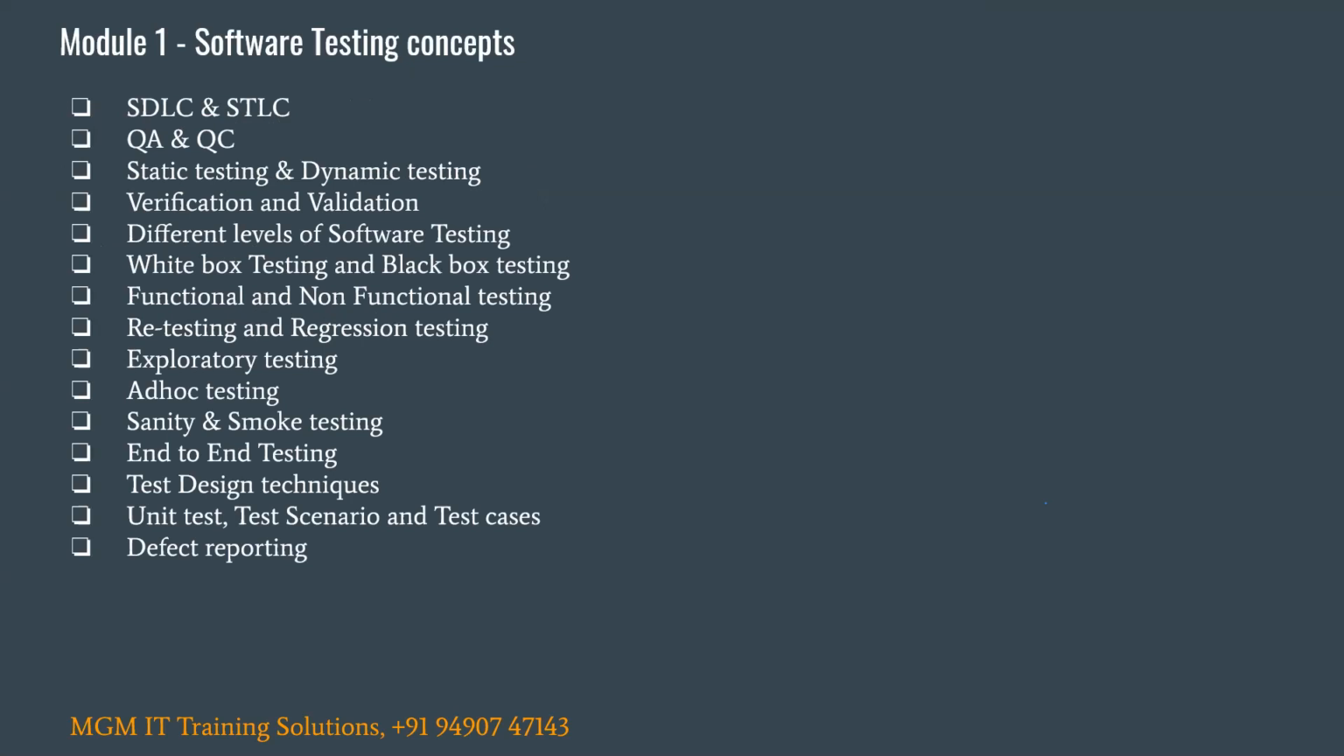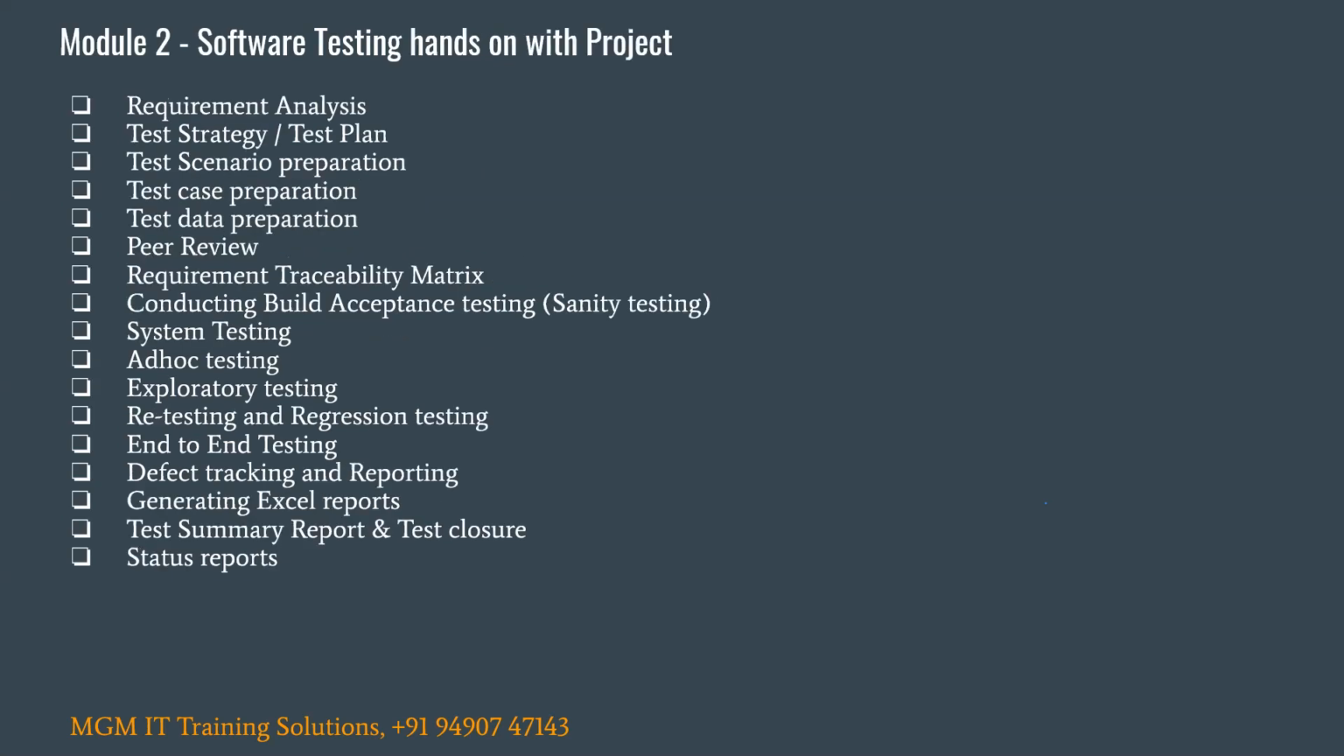In module 1, you will learn about SDLC and STLC, QA, QC, and the different types of testing techniques. This will take approximately 4 to 5 hours, like 4 to 5 classes; it depends. And coming to module 2, whatever concepts we learn in module 1 will be applied on a live project or any project.